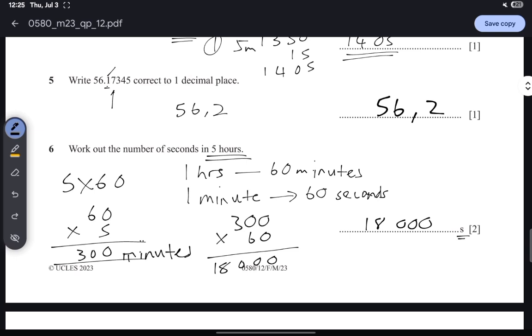So it's 1 hour with 60 minutes, and in each minute we know it's 60 seconds. So firstly, we say 5 times 60 to get the number of minutes in 5 hours, which is 300 minutes. So if each minute is 60 seconds, for us to get the total number of seconds in 300 minutes, we say 300 times 60. Then we get 18,000.